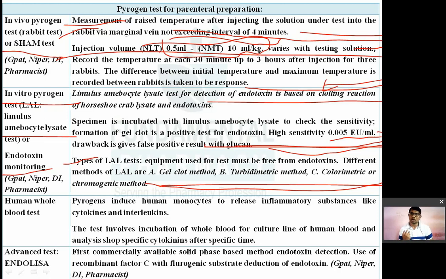One of the following tests involves the clotting reaction between sample and blood of crab: LAL test, limulus amoebocyte lysate test. You have to incubate this limulus amoebocyte lysate along with your preparation. Okay, incubation should be there. And if there is a clotting, then that means there is a presence of endotoxin. So there are different tests for LAL: gel clot method, then turbidimetric method, and colorimetric method.